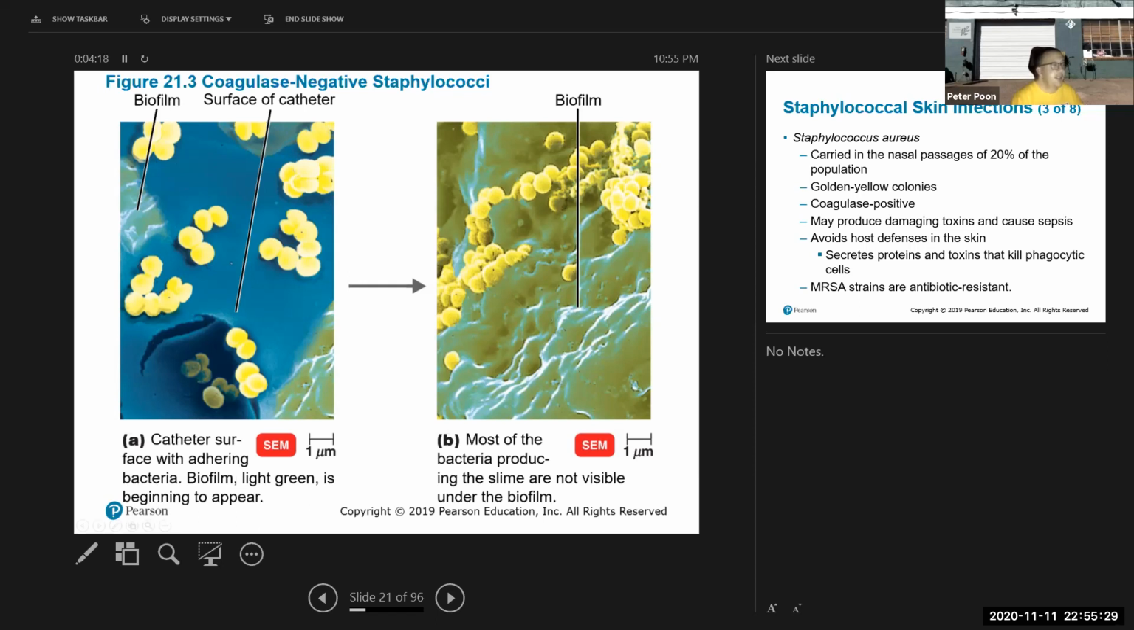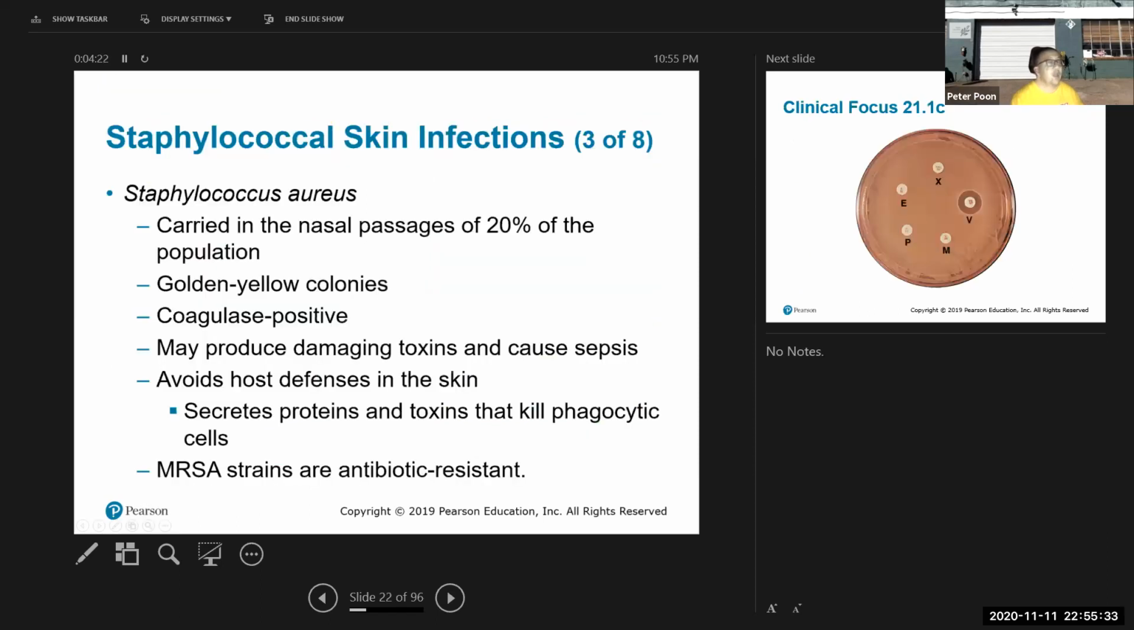Here you can see bacteria forming biofilm, a lot of biofilm. Staphylococcus aureus is carried in the nasal passage of 20% of the population. The aureus obviously means gold, so yellow-gold colonies. They produce damaging toxins and can cause sepsis if it gets into your bloodstream.